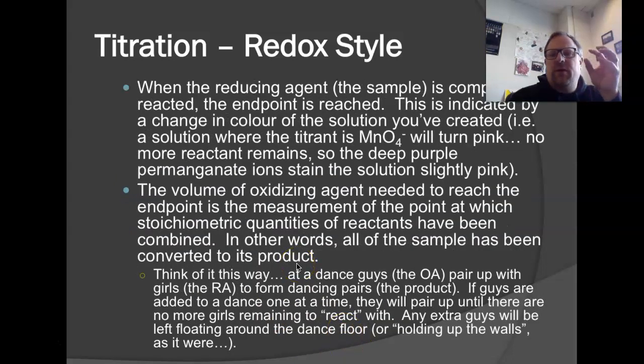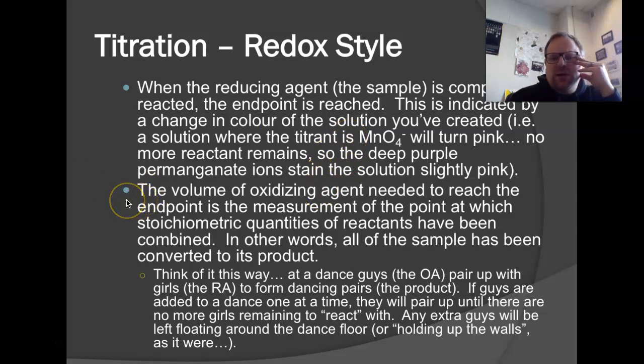So just a bit of the behind-the-scenes theory of what goes on in these redox reactions. When the reducing agent, the sample usually, not always, is completely reacted, an endpoint is reached. This is indicated by a change in color in the solution you've created. So for example, if we were titrating permanganate ions into tin ions or something along those lines, you would want to get to a point where it was colorless or very nearly colorless to know that you've hit your endpoint. All of those permanganate ions have been used up.